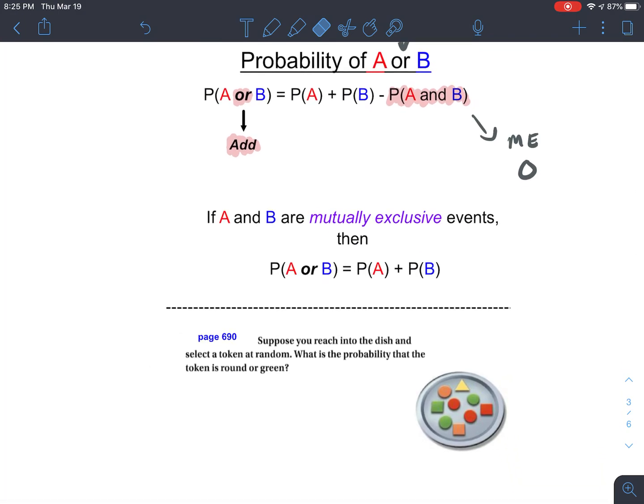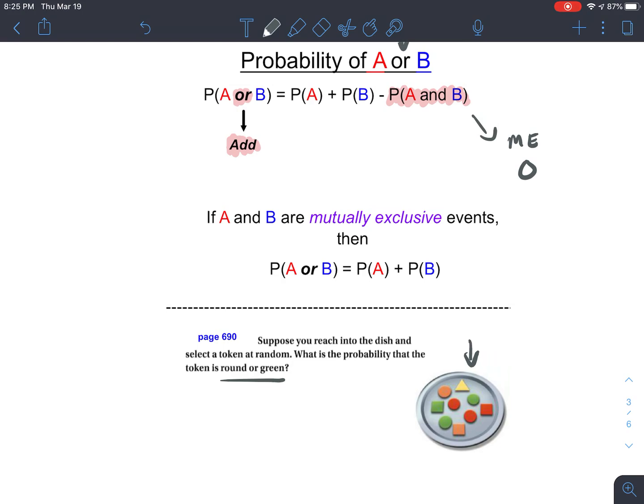It's an example from page 690. It says, suppose you reach into this dish below and select a token at random. What is the probability that the token is round or green? Okay, so we're going to look at this in two ways. First, we're going to look at it just based off of the picture.